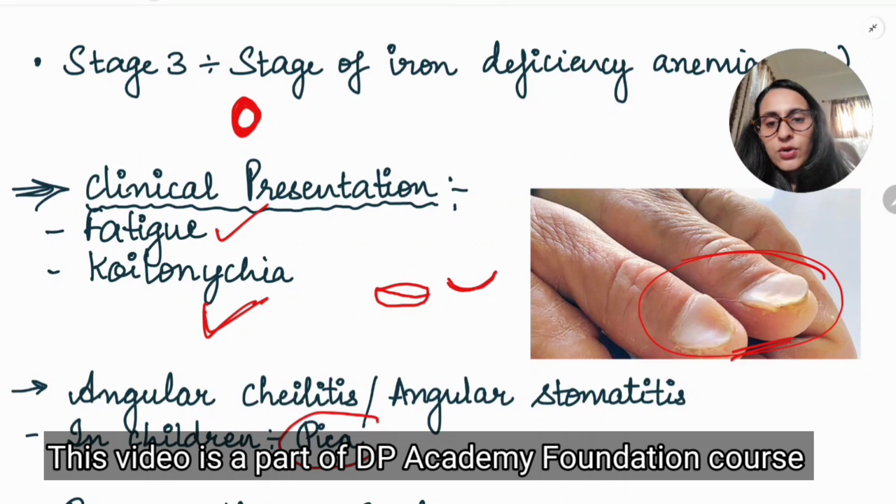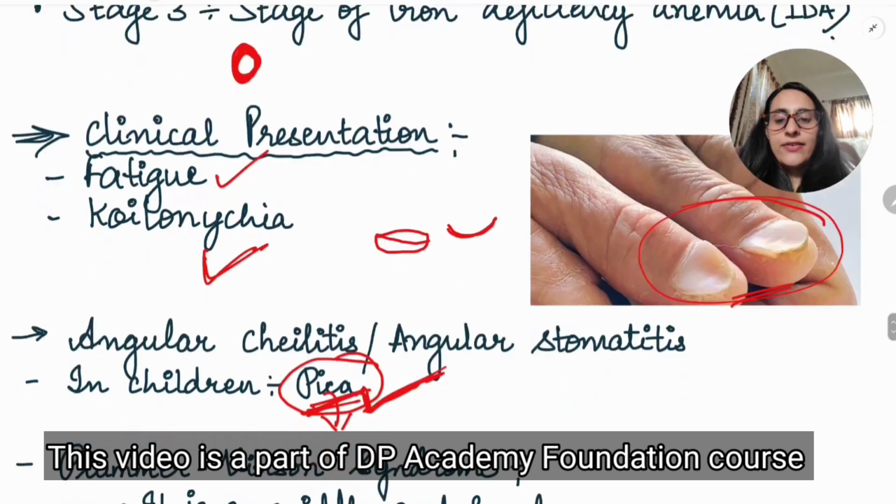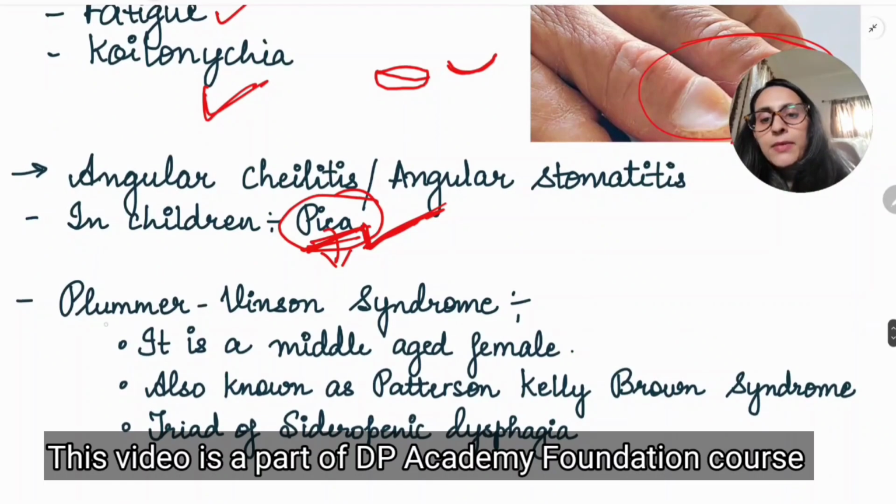In the children who have pica syndrome, if you have seen mothers complaining that my child eats mud or sand in the park, or the child eats chalk at the school. So basically pica syndrome is the one in which the child eats non-edible items such as chalk or mud. This is the pica syndrome. The children with the pica syndrome also have iron deficiency anemia.